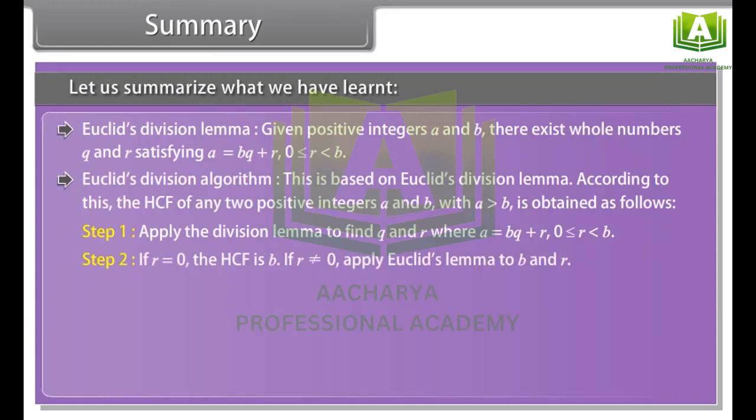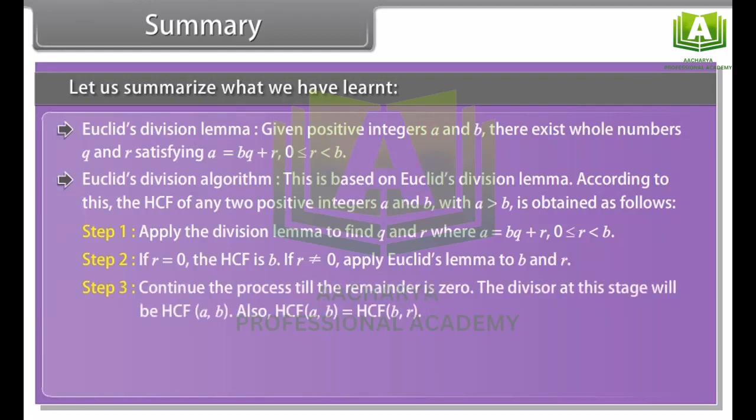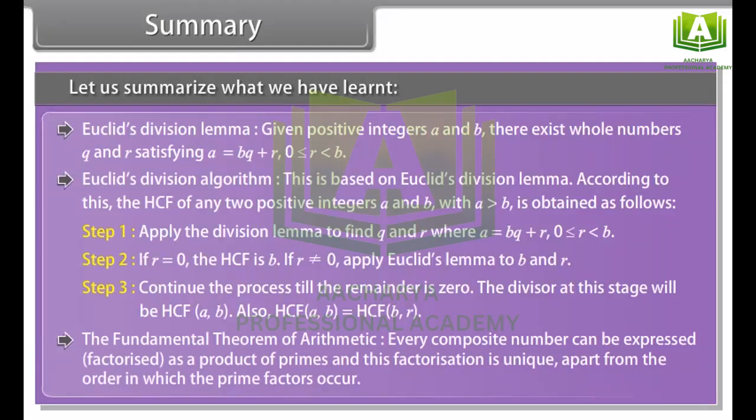2. If r is equal to 0, the HCF is b. If r is not equal to 0, apply Euclid's lemma to b and r. 3. Continue the process till the remainder is 0. The divisor at this stage will be HCF(a, b). Also, HCF(a, b) is equal to HCF(b, r). The fundamental theorem of arithmetic: every composite number can be expressed (factorized) as a product of primes, and this factorization is unique apart from the order in which the prime factors occur.